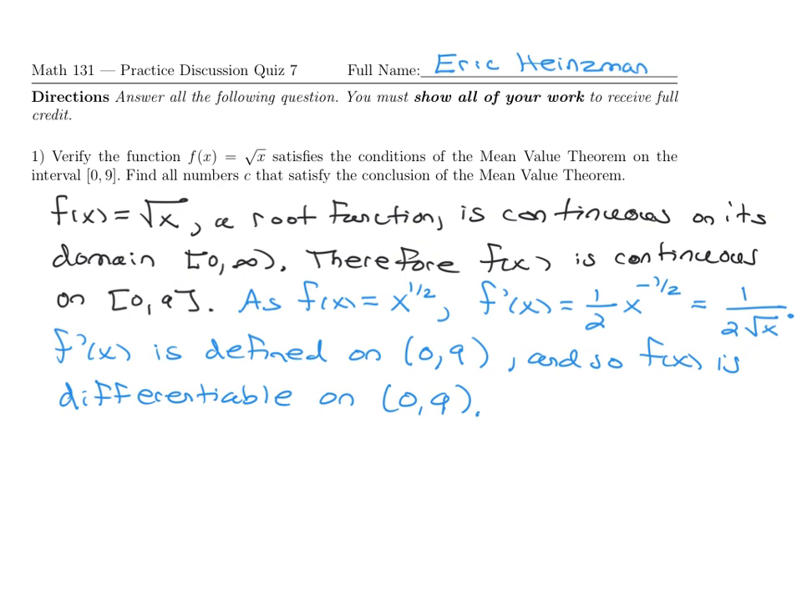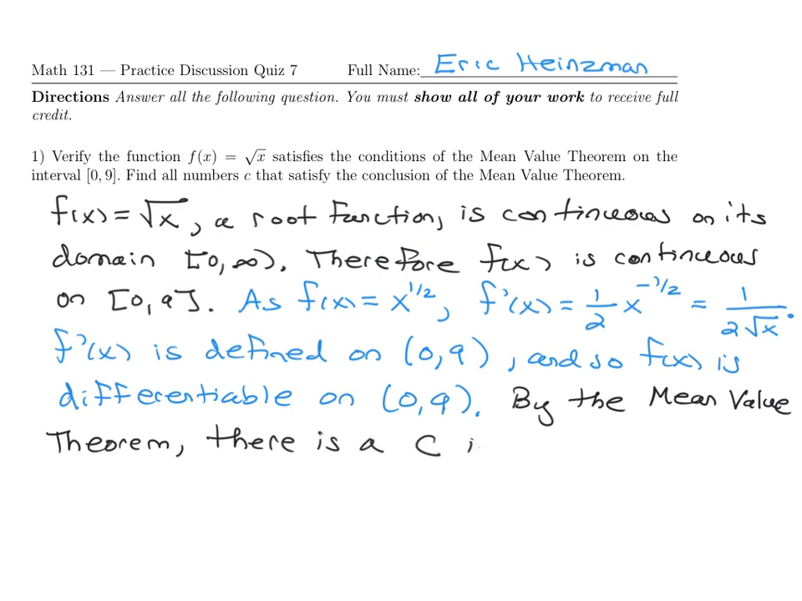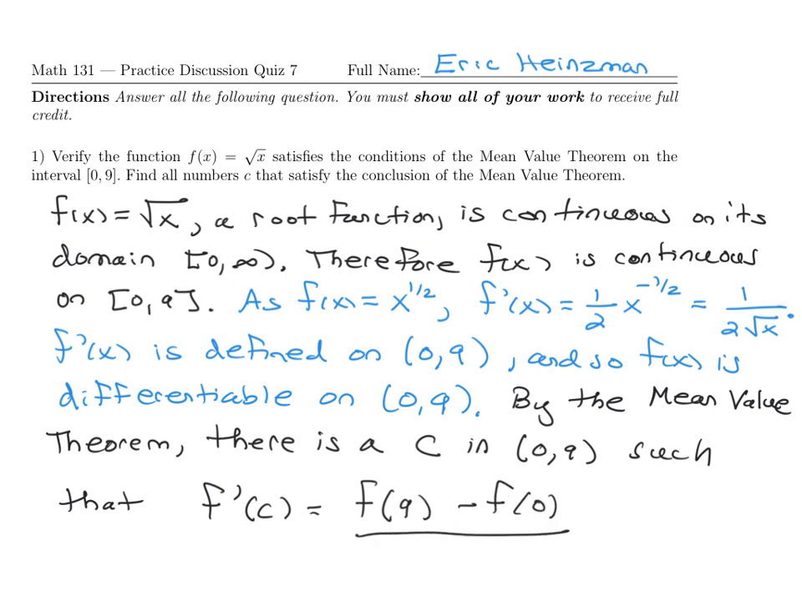So I'm now going to go on to say, by the mean value theorem, there is a number c in the interval from 0 to 9, such that f prime of c is equal to, in this case, f of 9 minus f of 0 all over 9 minus 0. This is the conclusion of the mean value theorem. You can find a place where the derivative at that number is equal to the slope, the average rate of change between the endpoints of this interval.